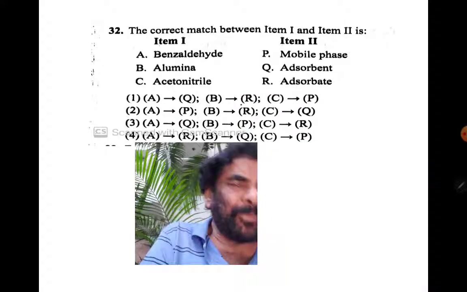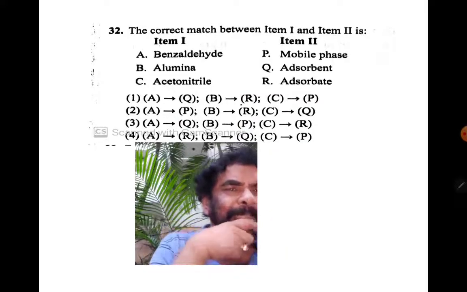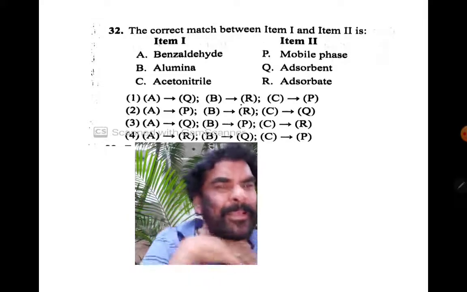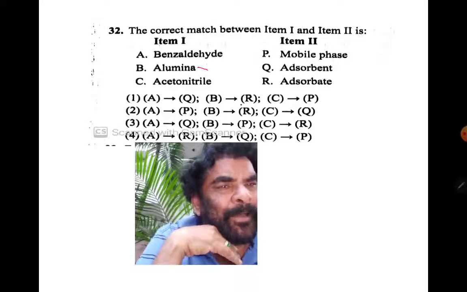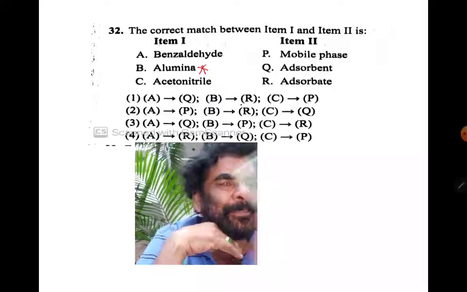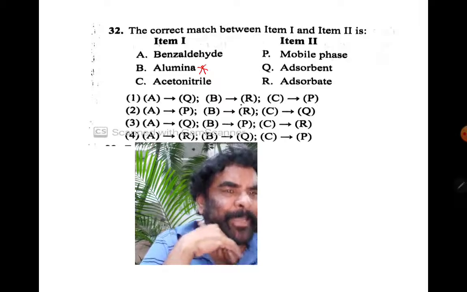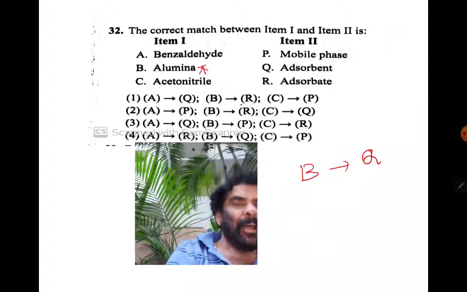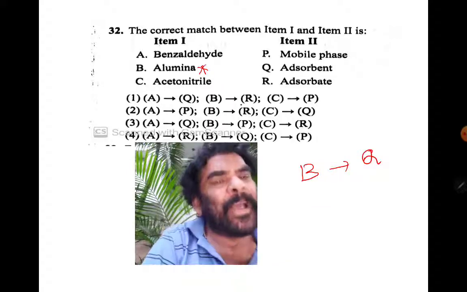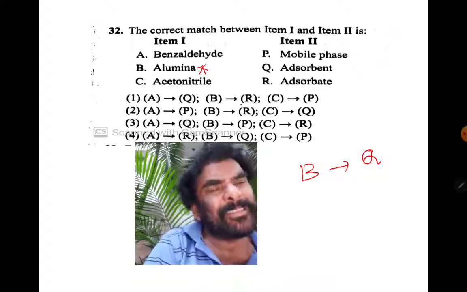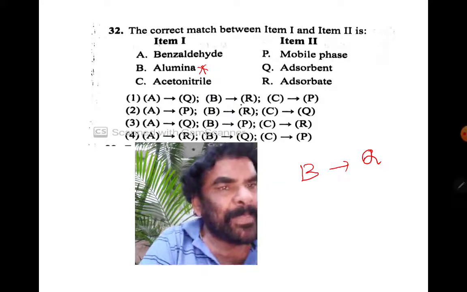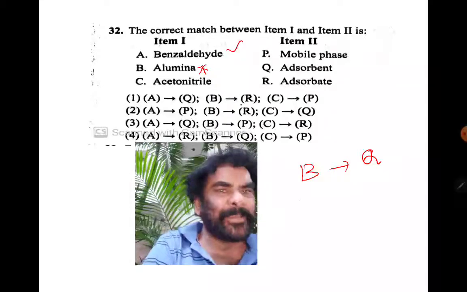Here it is a match the following question. Item 1, item 2, 3 are given. Alumina is nothing but aluminum oxide. I am taking B first. We know that it is an adsorbent, so Q is correct. Alumina, silica gel, activated charcoal, starch, all these act as adsorbents. And benzaldehyde is an adsorbate.